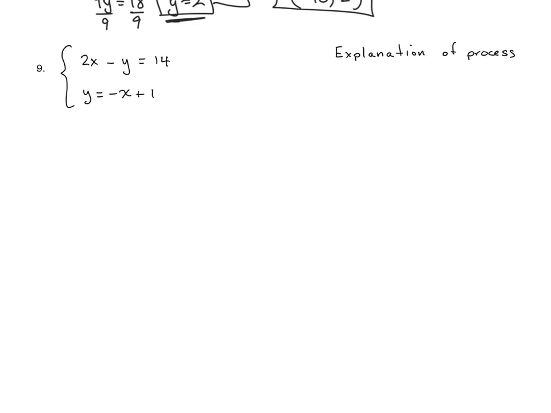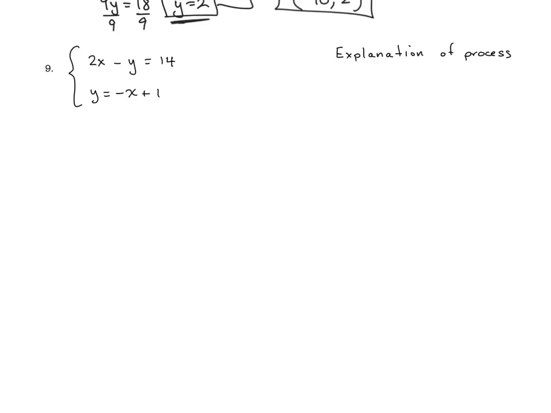All right, on to the last problem here. Again, we're just following the process, and we're looking for our substitution equivalency statement. The first one says 2x minus y equals 14. That does not have an x equals or a y equals. So we go to the second equation, and I'm hoping it says y equals or x equals, and lo and behold, it says y equals.